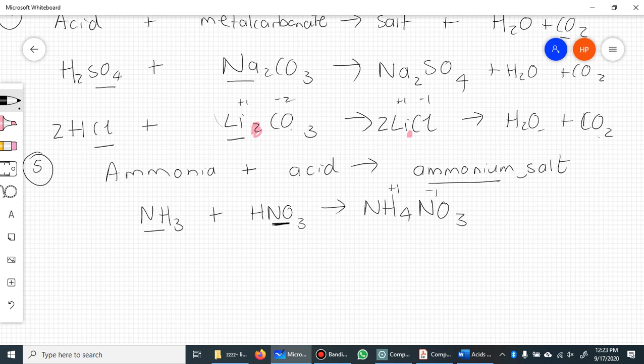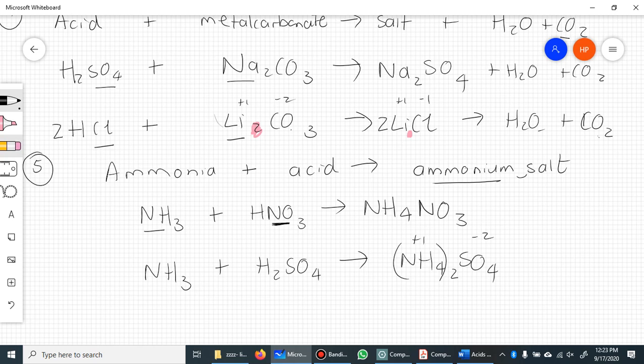This is +1, -1, so they cancel out. Remember to erase that working for the +1, -1, otherwise it looks like the compound is charged, when in fact, when you cross multiply, it is actually neutral. Let's do another one. Ammonia plus sulfuric acid gives you ammonium sulfate. Ammonium is +1, sulfate's -2. If I cross multiply, it becomes ammonium 2, sulfate 1.